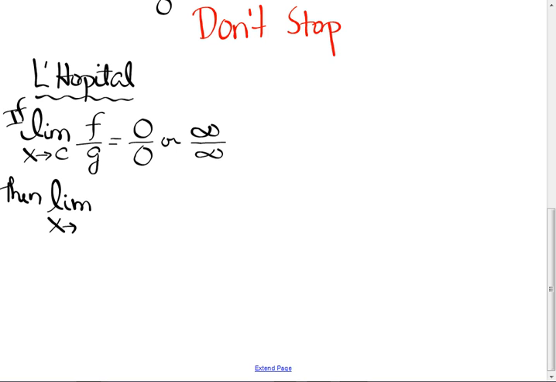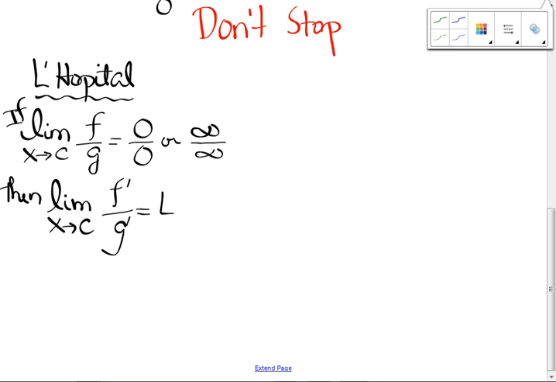You're going to love it because it's easy, but I don't want you to use it unless it applies. You must have 0 over 0 or infinity over infinity. So as x approaches c, you can take the derivative of the numerator and the derivative of the denominator, and that will give you your limit. And actually, it applies more than once if you have to do it more than once. So let's do a problem. It's really nice when you start seeing these.